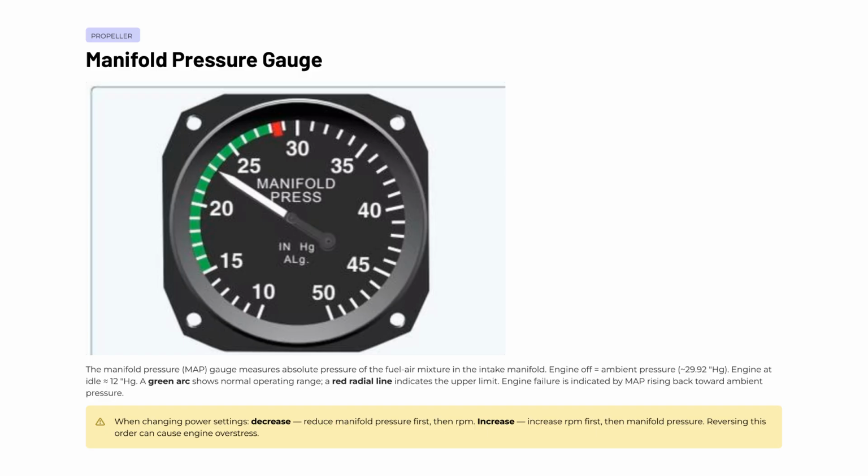When decreasing power, reduce manifold pressure first, then reduce RPM. When increasing power, always increase RPM first, then add manifold pressure. Reversing this order places excessive stress on the engine internals and can cause serious damage. Getting this sequence right every time is a fundamental habit of good engine management.